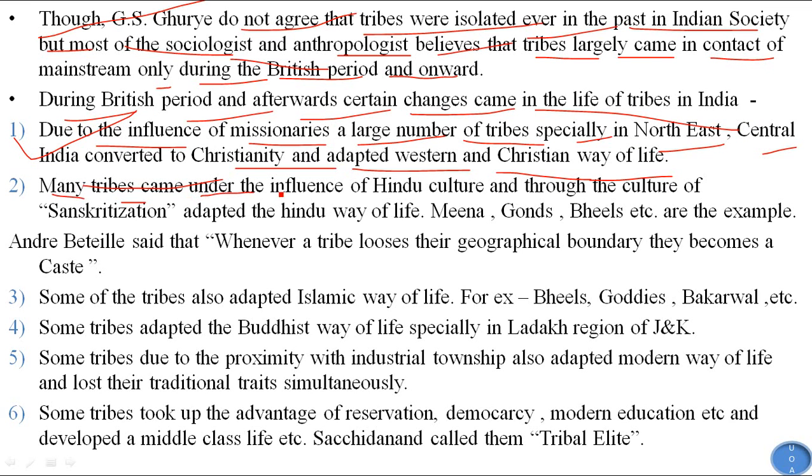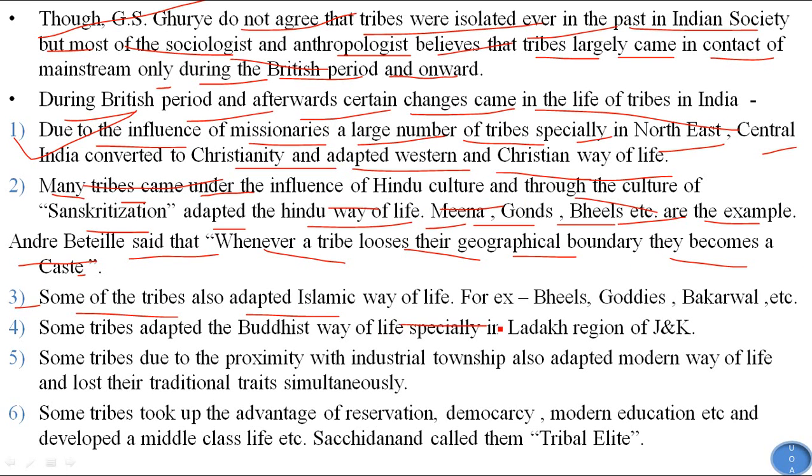Then many tribes also came under the influence of Hindu culture, and through Sanskritization they adopted the Hindu way of life. For example, Meena, Gonds and Bhils etc. are examples of this. Then Henry Patel said that whenever a tribe loses its geographical boundary, it becomes a caste. Some tribes also adopted the Islamic way of life, for example Bhils, Gujjars and Bakarwal etc. Then some tribes also adopted the Buddhist way of life, especially in the Ladakh region of Jammu and Kashmir.